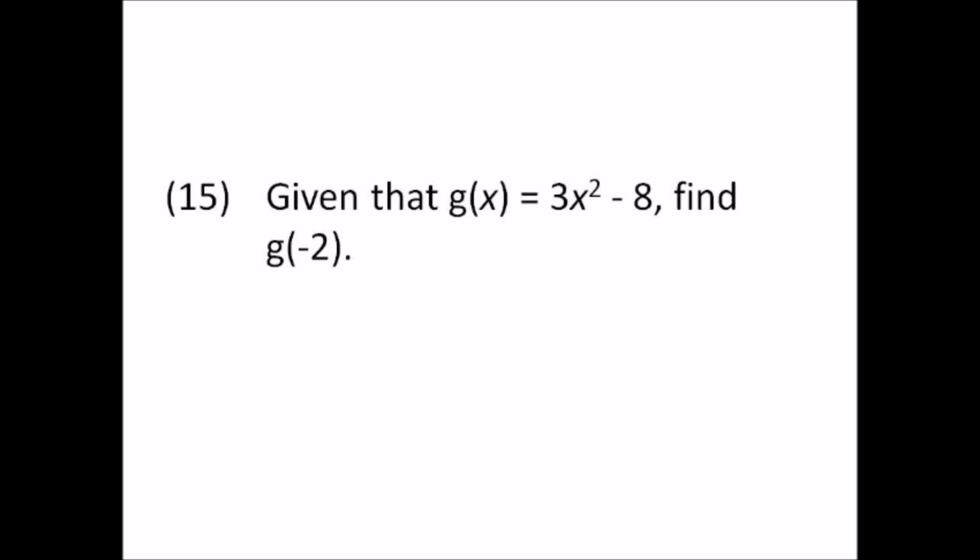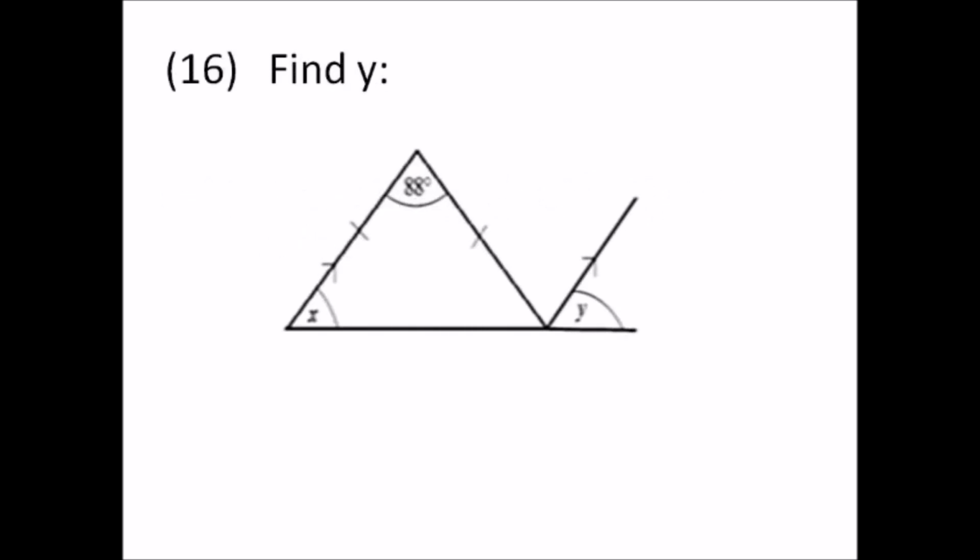And here we go to number 16. It's a geometry question. You have to find y, the missing angle y. I'll help you. You have an isosceles triangle. That's why you see those two lines on the triangle. That fact would help you to find x. And then once you find x, you should be able to find y. It's straightforward from there.